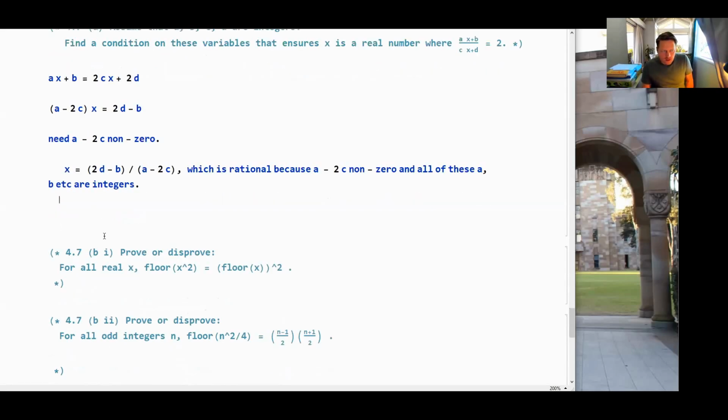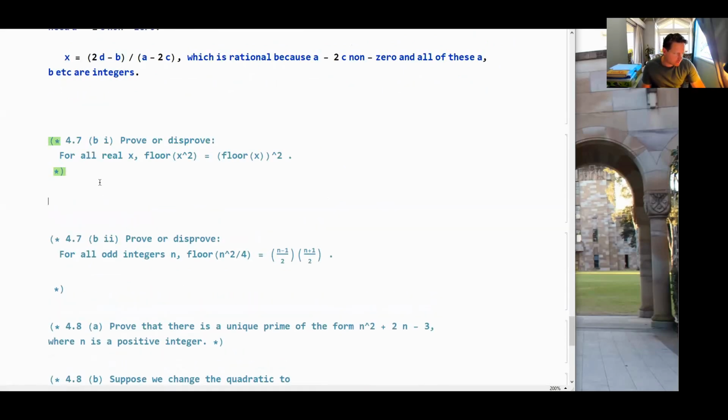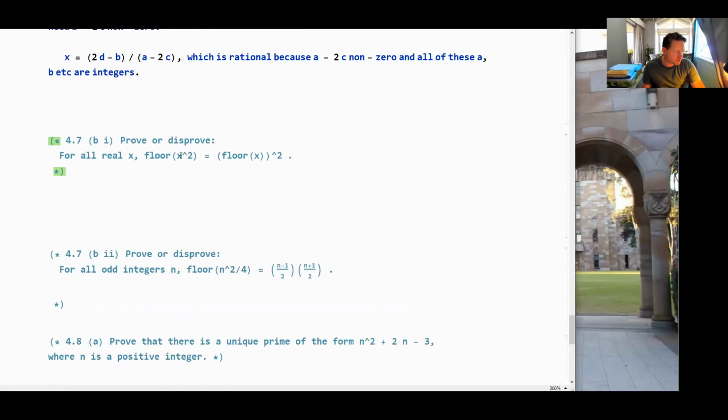Okay, so next one, 4.7 BI. Prove or disprove, for all real x, the floor of x squared is equal to the floor of x, all squared. So this is the greatest integer less than or equal to, say, y, where y is the function inside. All right, so this one is false, because you can just take a counterexample rather immediately.